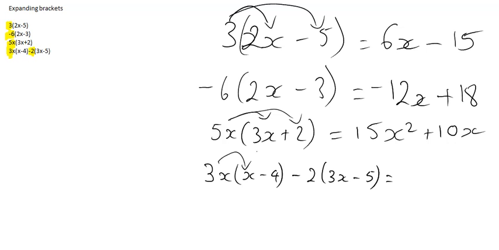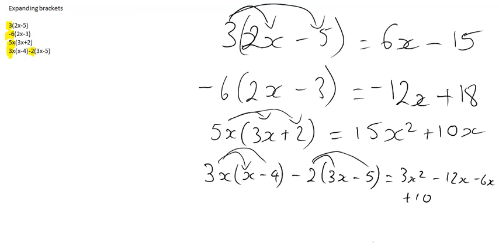3x times x is 3x squared. 3x times minus 4 is minus 12x. Minus 2 times 3x is minus 6x. And minus 2 times minus 5 is plus 10.